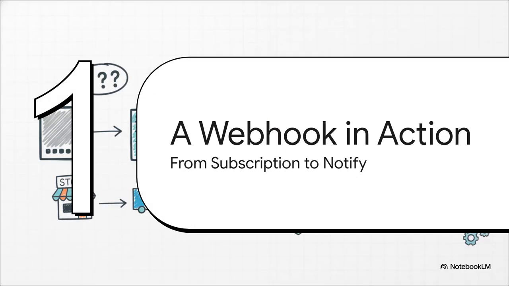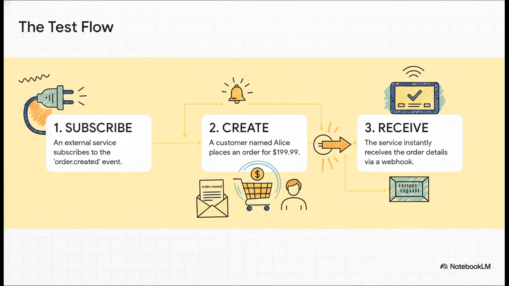Okay, theory's great, but let's see how this all clicks together in a real-world example. We're going to walk through it step by step, from the moment a service subscribes to the instant it gets that sweet, sweet data. So here's how it plays out. First, an external service, let's say it's our shipping provider, uses our API endpoint to subscribe to the order.created event.